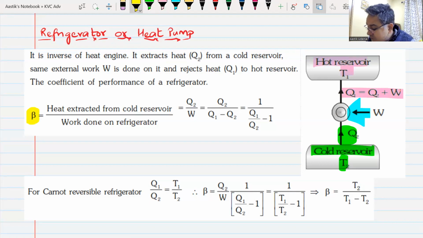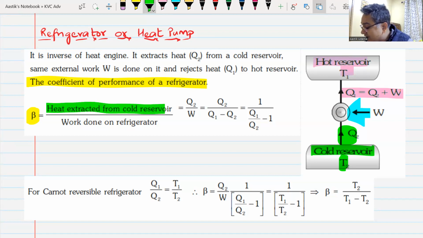Every refrigerator has a coefficient of performance, which is the same as efficiency. Coefficient of performance, what is it performing? The performance that it is giving is the heat which it is extracting from your inside, and what is the input that we are giving? The input is the work done. So in this case, your efficiency becomes Q2 by W. Do we understand this? Yes or no?